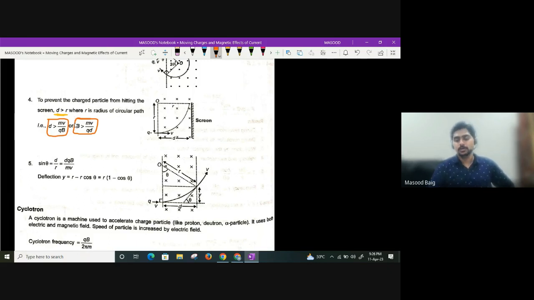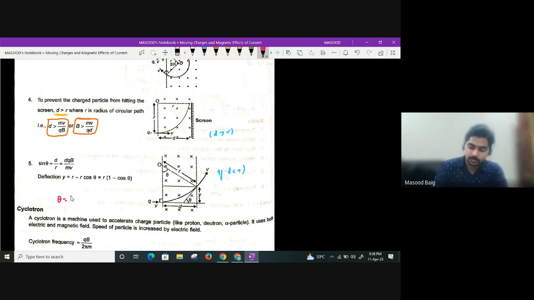Yes or no? When is this situation? When d is greater than r. Suppose in this case, if d is less than r, then will it collide, beta? Yes, certainly it will be colliding.